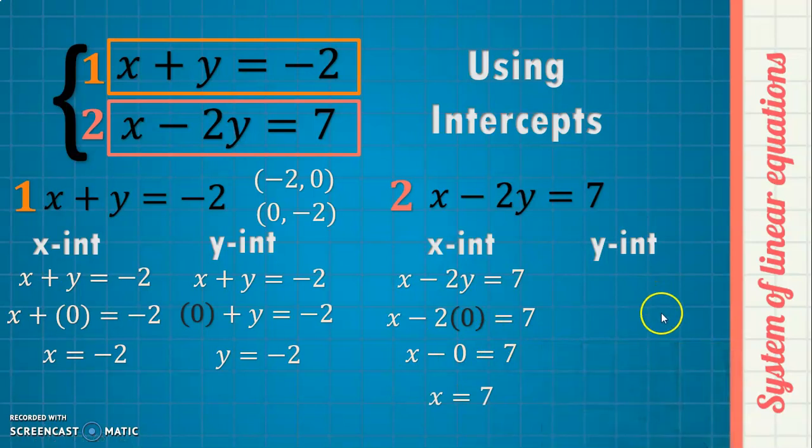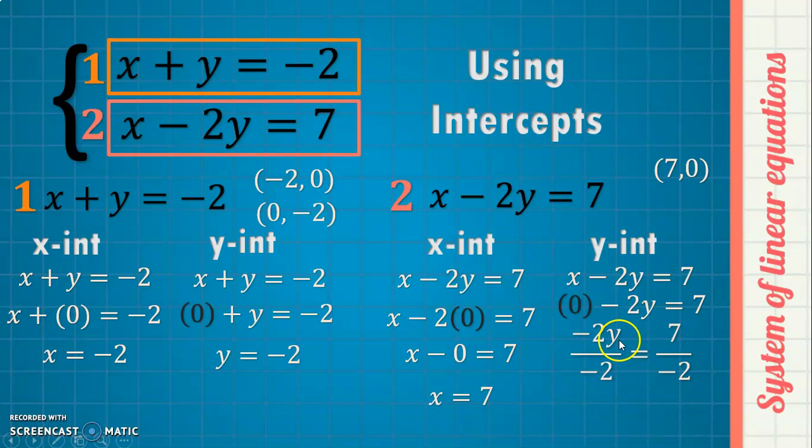Now I'm going to work with my y-intercept. In my y-intercept, I have x minus 2y equals 7. Doing this, I'm going to place my x as a 0. So I'm going to have 0 minus 2y equals 7. Having this, I move my -2 to the other side, and I have -2y divided by -2 in order to cancel these two numbers, equals 7 over -2. Now I have y equals -7/2.